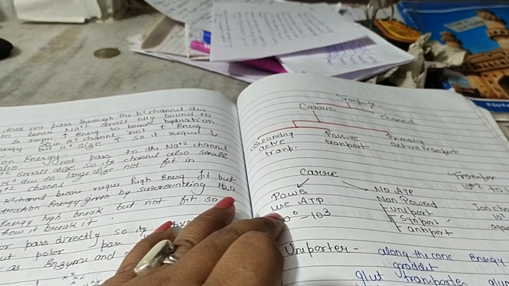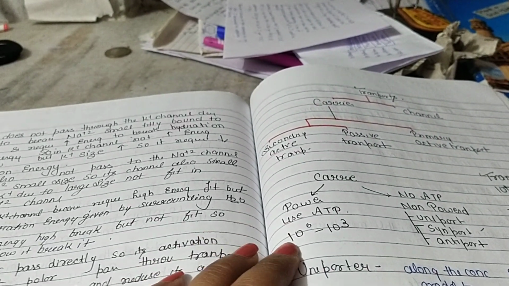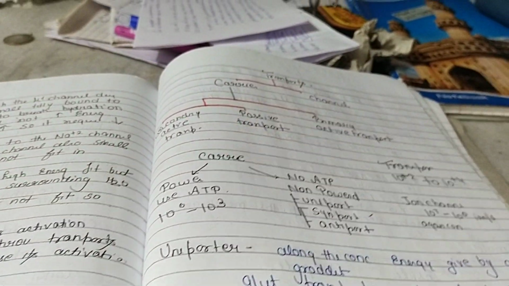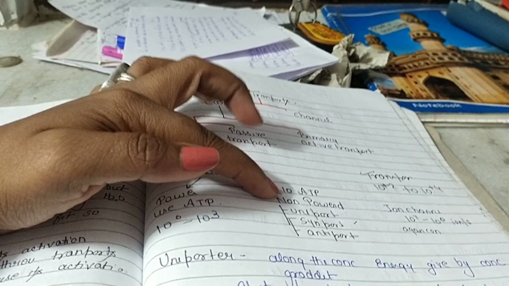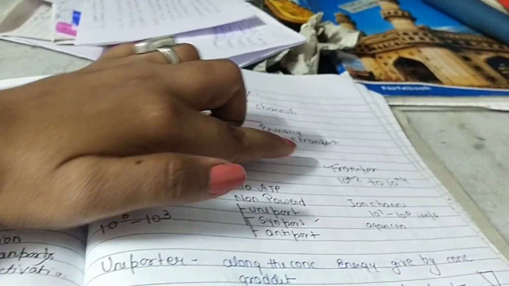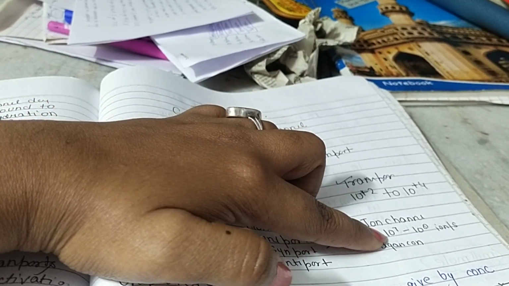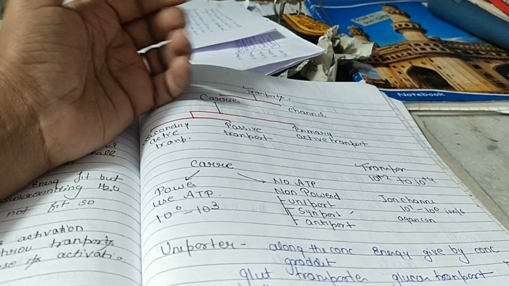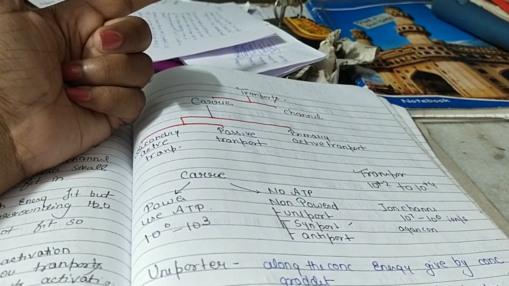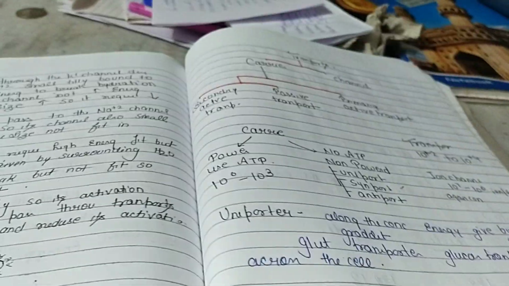Now we talk about the carrier. If it needs power, it uses ATP as an energy source. So it transports 10 to the power 0 to 10 to the power 3. If not, ATP is not used as energy. That is divided into three: uniport, symport, and antiport. Now we talk about the channel: 10 to the power 2 to 10 to the power 4 for transporters, and ion channels 10 to the power 7 to 10 to the power 8. Okay, now we talk about the carriers.